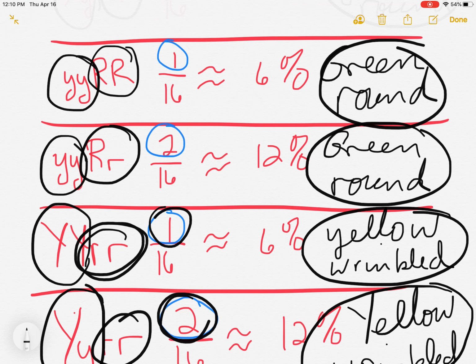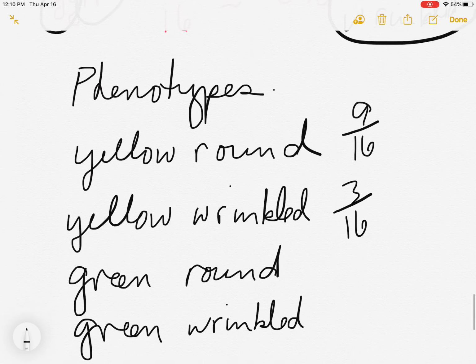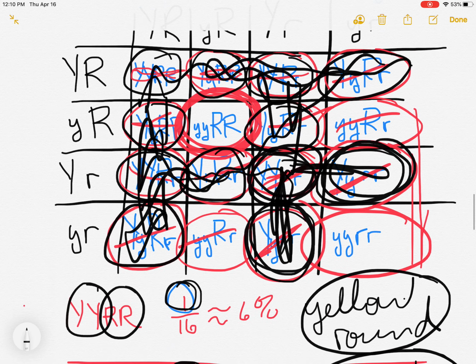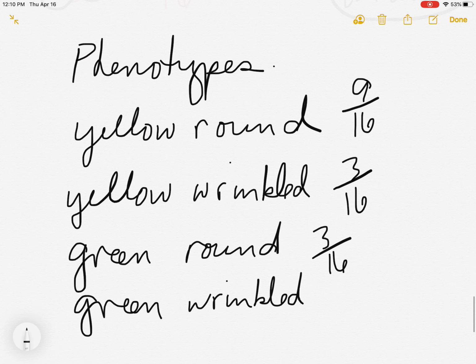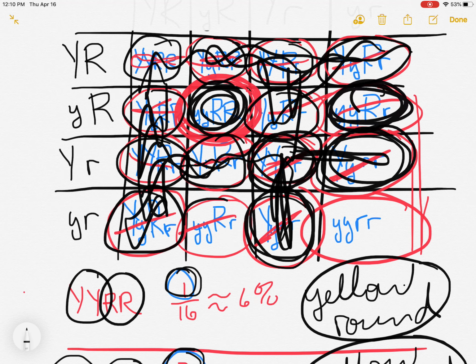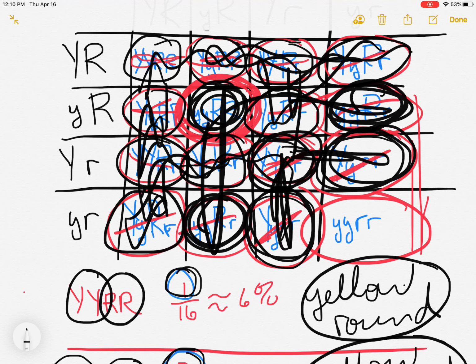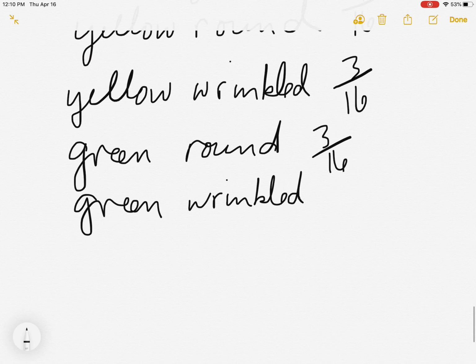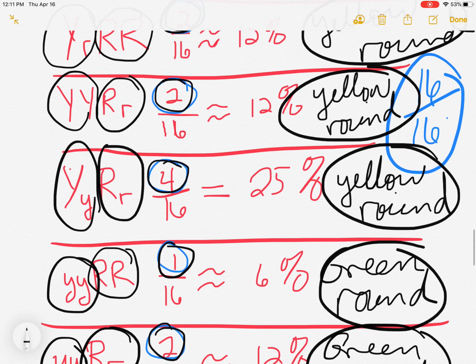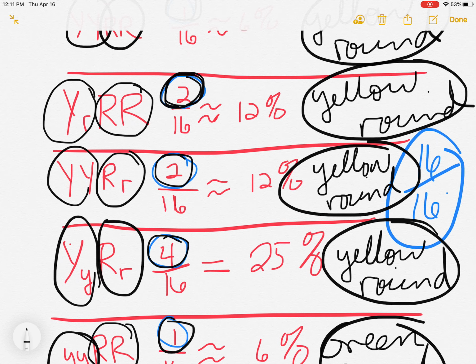And then the next one, green and round. There are 2 places, but again, it's a 2 and a 1, so we have to count that as 3 out of 16 as well. I'm glad I caught that before we went too far. To get green and round, you have to have 2 small y's for green, but at least 1 capital R for round. So there's 1 up here, 2 small y's for green, and there's 1 over here, and there's 1 over here. So those 3. And then lastly, there's only 1 out of 16 for the green and wrinkled. Sorry about that mistake. So we've got to make sure we get those phenotype ratios.